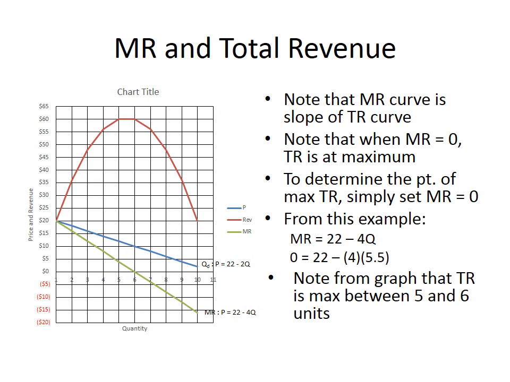Graphically, what that looks like is this. Here we have our demand curve, and this is all drawn from that table from a couple of slides ago. 22 minus 2Q. You see that marginal revenue is 1/2 of that: 22 minus 4Q.